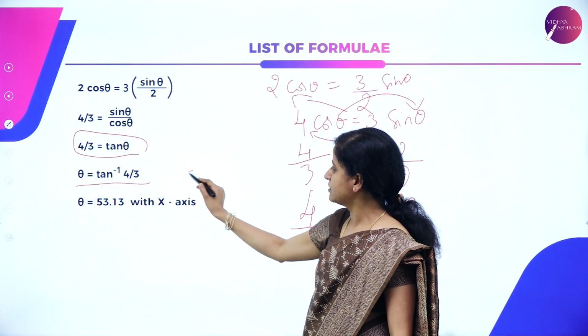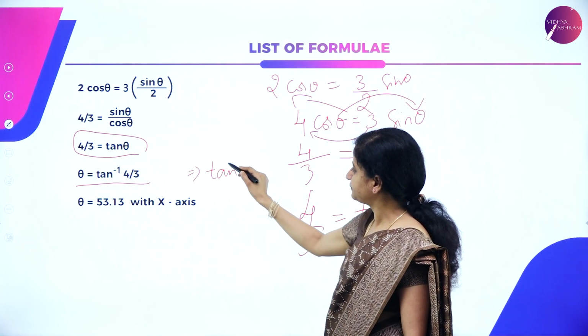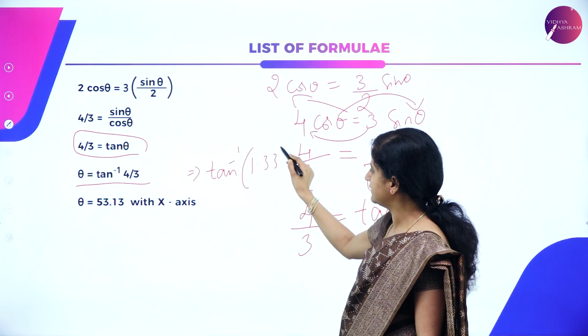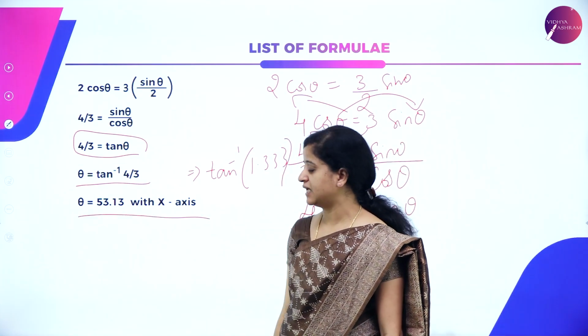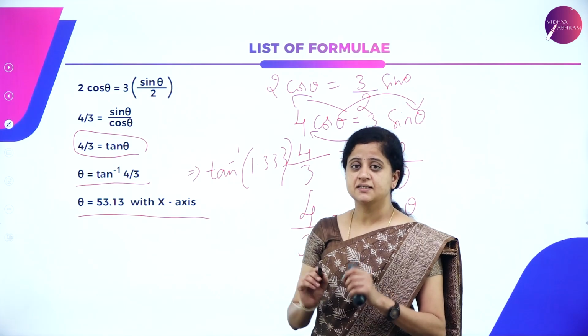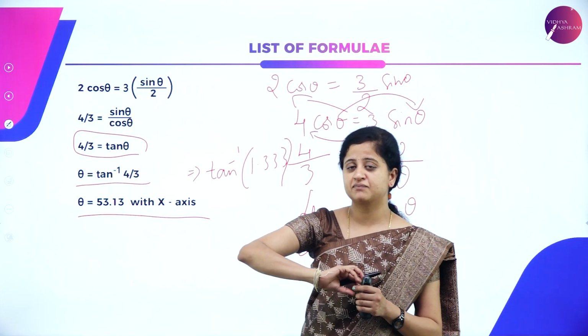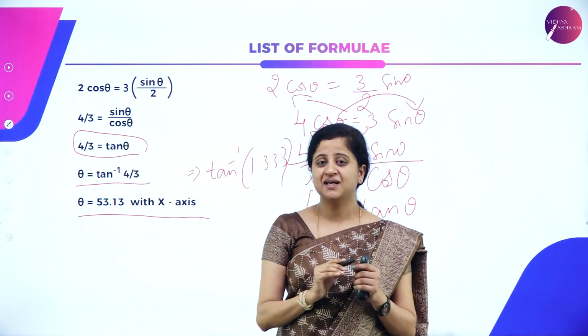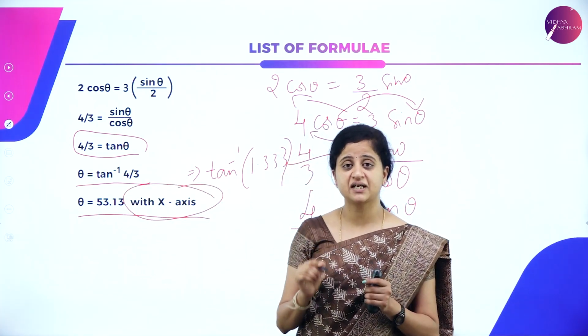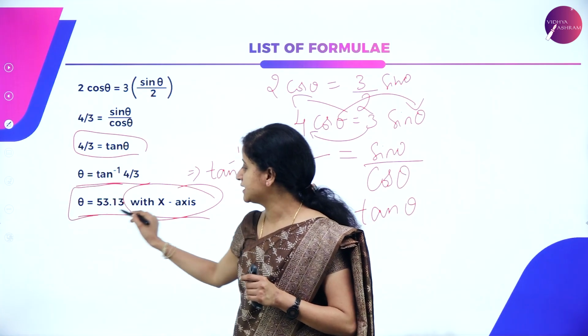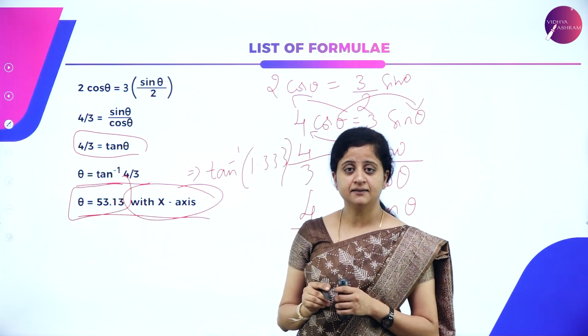So what is tan inverse of 4 by 3? It is 1.333. So we get theta value as 53.13 degree with the x-axis. Since the object, the cricket ball, is projected upwards, it is making an angle with the horizontal, and hence we are mentioning the condition with the x-axis. The angle of projection is 53.13 degree.